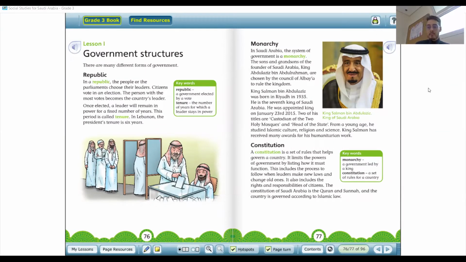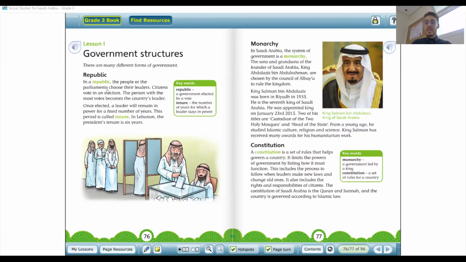Here we go. So lesson 1 is basically on page number 76 in your student book of your social studies, and it's about government structures. So the 2 types of government structures that we mainly find in the world are a republic and a monarchy. I'm not going to read the entire passages for you because you are able to read that yourself. I'm merely going to speak to the points and make examples so it's easier for you to understand.